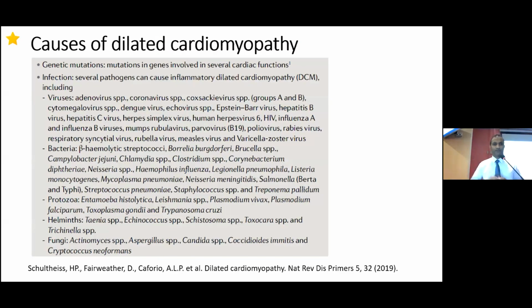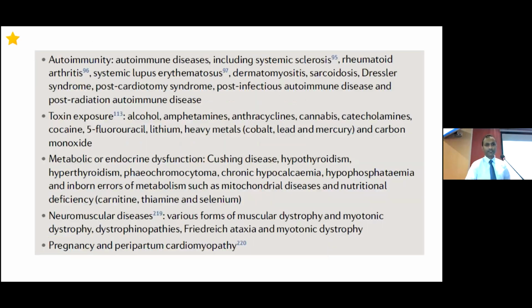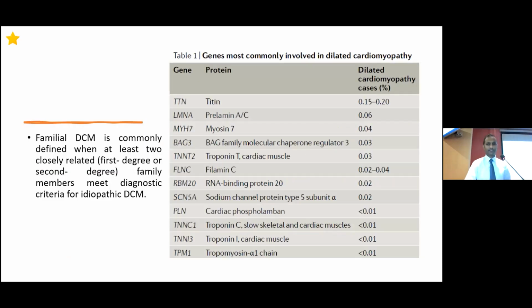There are a lot of types of dilated cardiomyopathy. Virtually any type of infection, inflammatory condition, toxins, chemotherapy, and pregnancy, peripartum, can cause dilated cardiomyopathy.